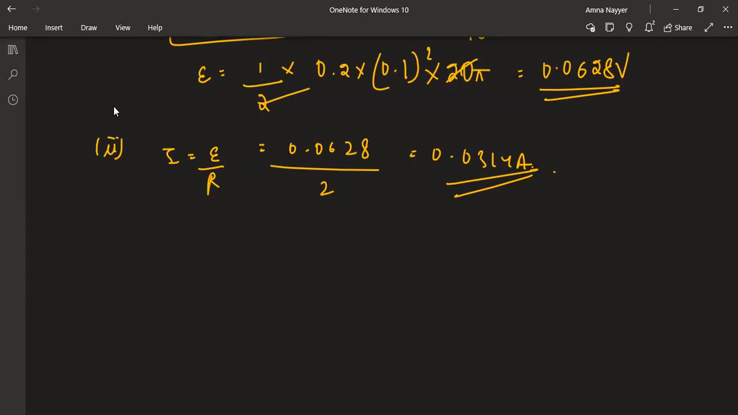See, if induced EMF in a rotating coil is asked, then remember we did it for the AC generator, AC dynamo. E is equal to E naught sine omega t. E naught is equal to NBA omega. This formula will be used. Right, so whenever E naught will be asked, NBA omega will be used. Let's practice a question on this. Then we move on to the last topic, that is induction.